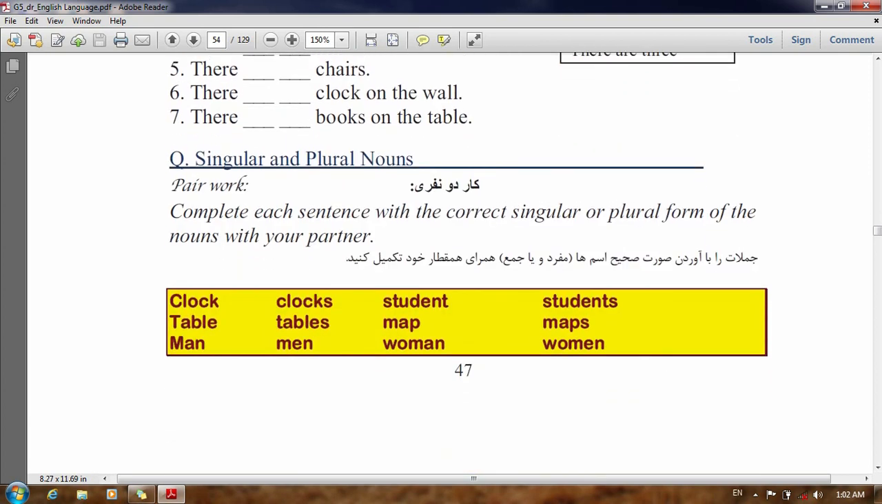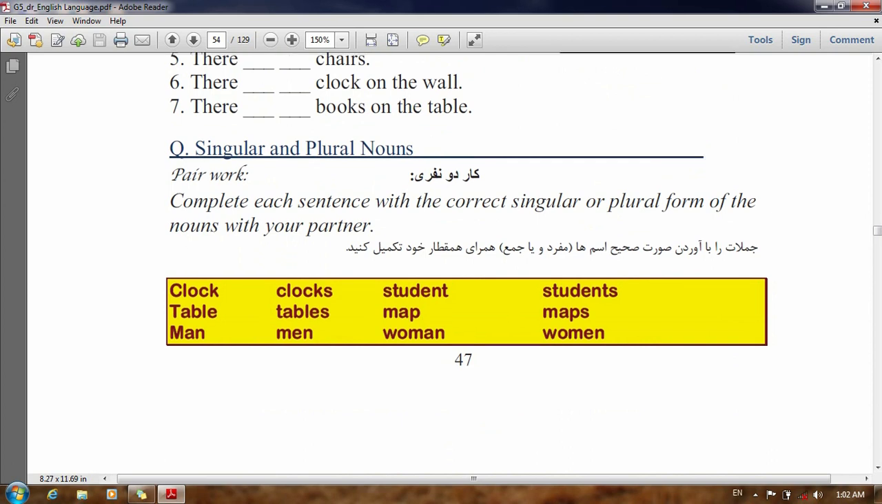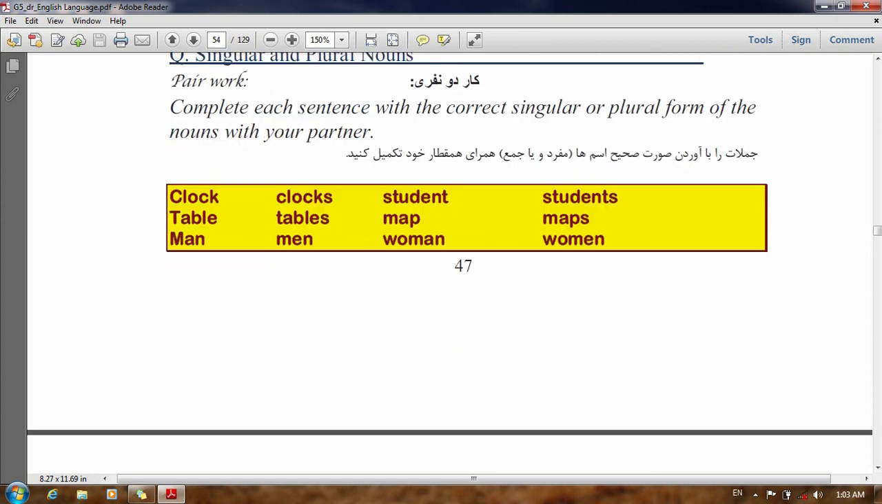Singular and plural nouns. Pair work. Complete each sentence with the correct singular or plural form of the nouns with your partner. Clock, clocks. Table, tables. Man, men. Student, students. Map, maps. Woman, women.